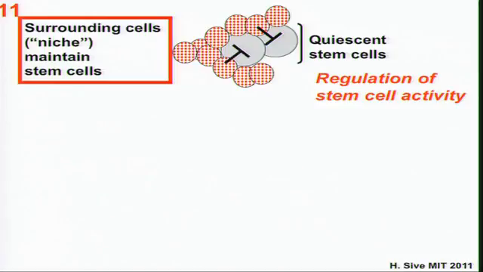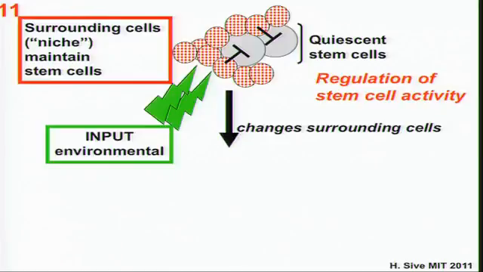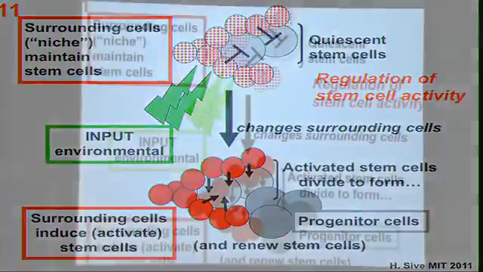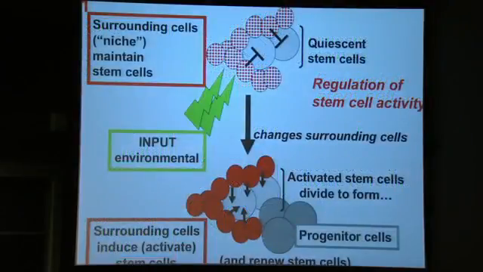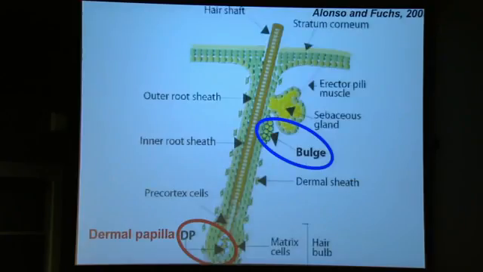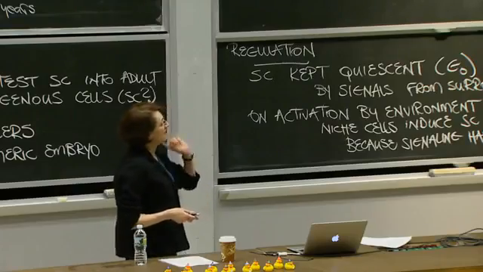Here's a diagram. Here are niche cells. You don't have this. Just look on the screen. Surrounding cells maintain stem cells quiet. When there's an environmental input, the niche cells change. They activate the stem cells to divide and form more stem cells and progenitor cells. One really fantastic example of the niche and the interaction between stem cells and the niche is in the hair.